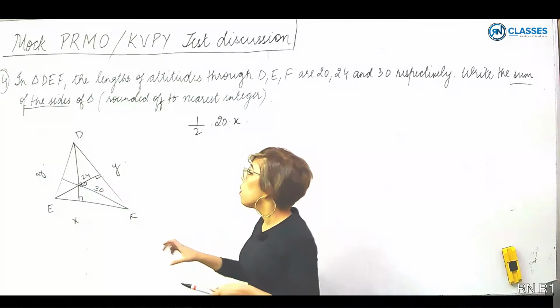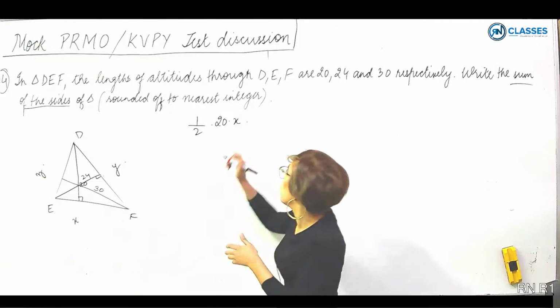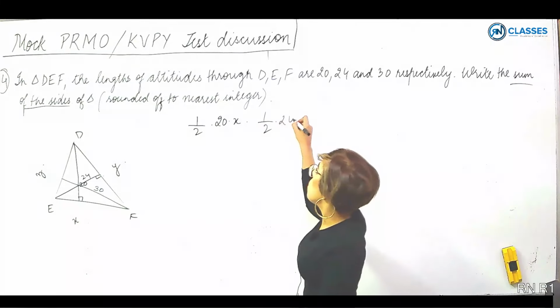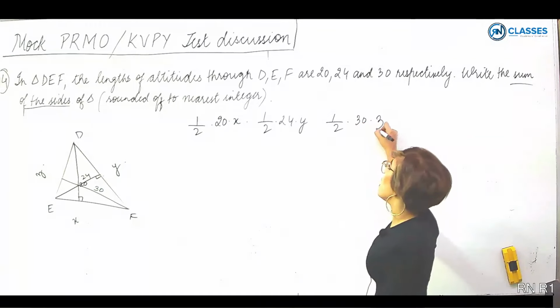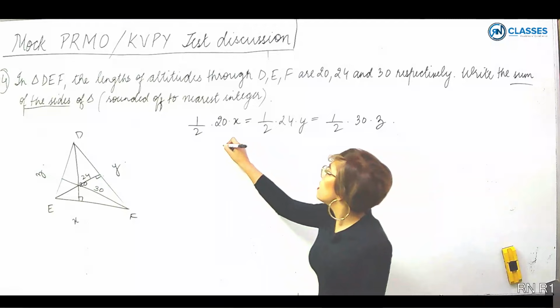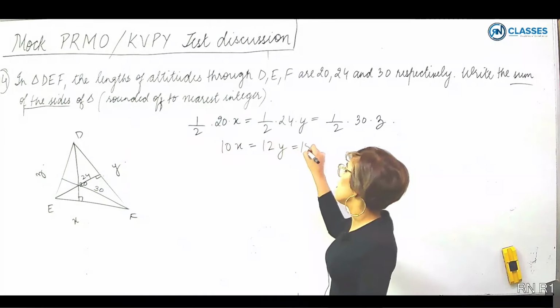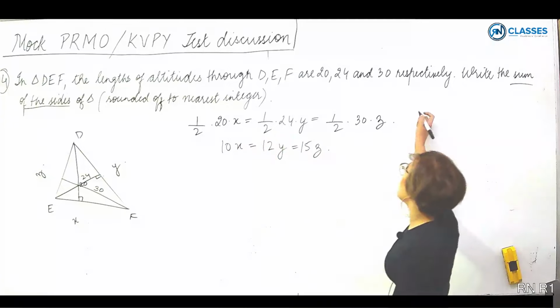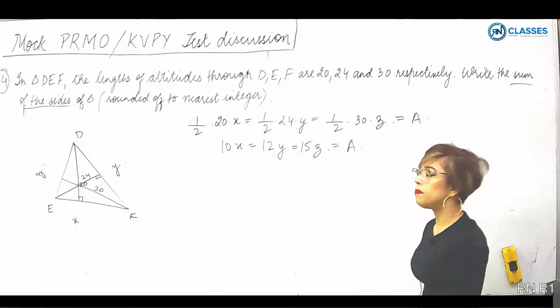I can write the area with this as a base and this as the altitude. So half 24 into y, and then I can write half into 30 into z. Obviously, these three areas will be equal, right? So this is 10x basically. This is 12y. This is 15z. And this entire thing is obviously equal to the area, which is the capital A.